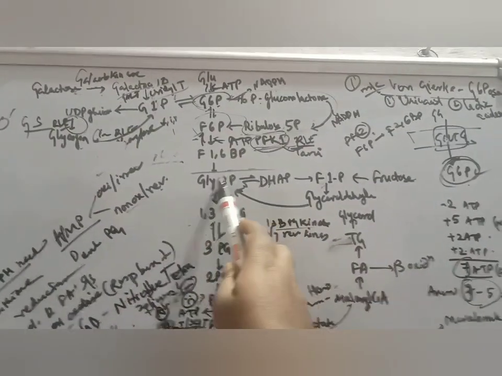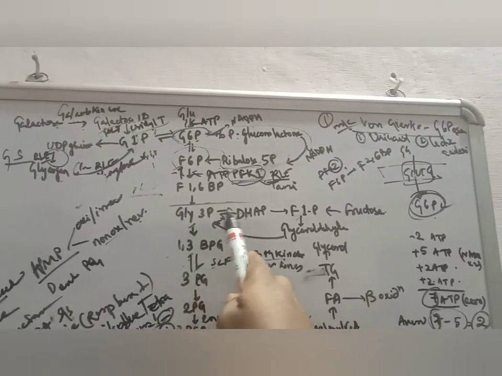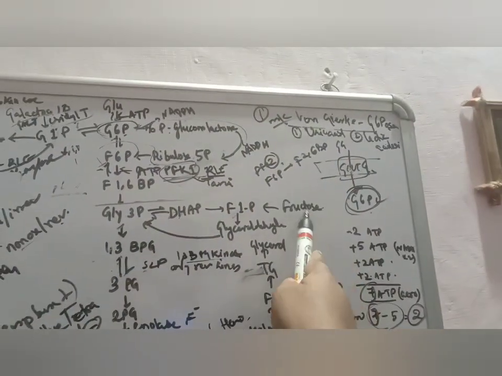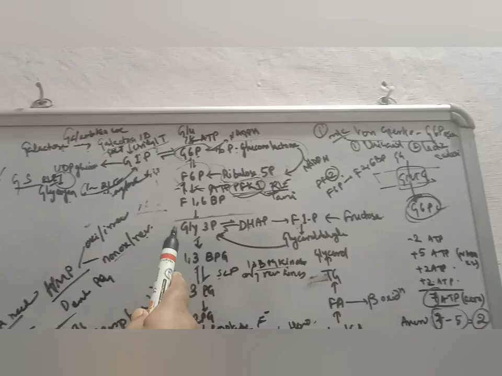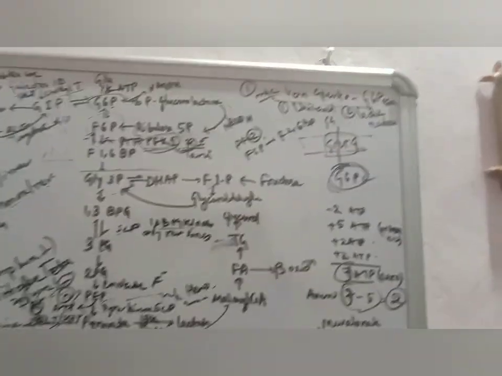This is basically, these are two isomers. When fructose 1,6-bisphosphate splits, it splits into glyceraldehyde 3-phosphate and dihydroxyacetone phosphate. Anyway, so this thing is what? This is actually fructose, the fructose metabolism. Fructose will form fructose 1-phosphate, then glyceraldehyde, then that will form glyceraldehyde 3-phosphate, then it will enter the glycolysis.